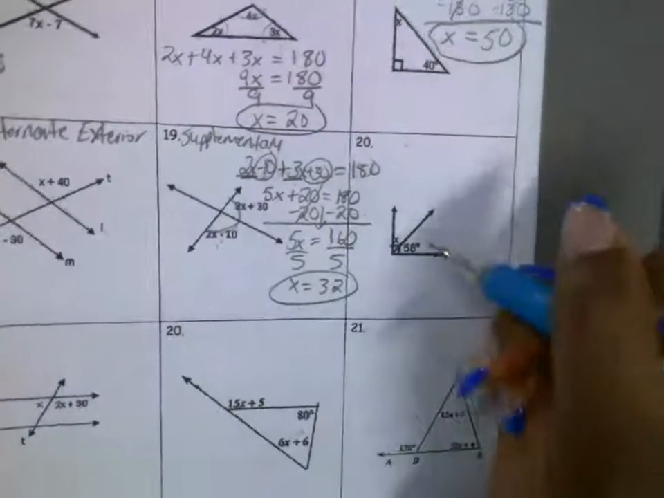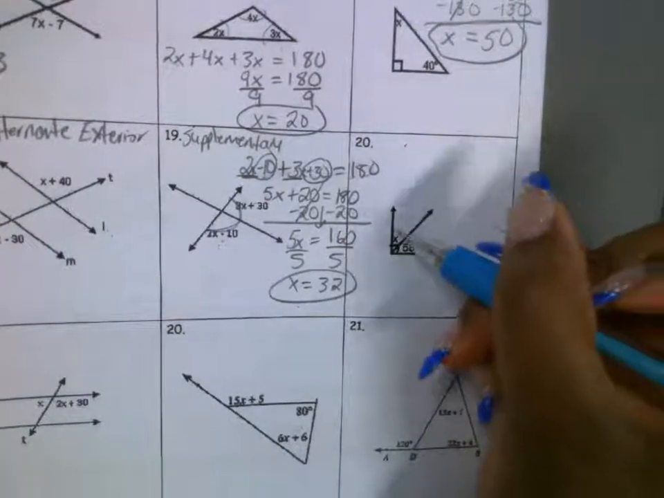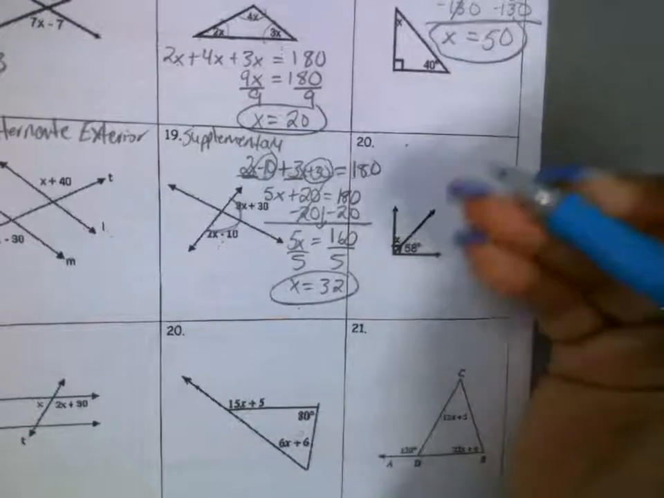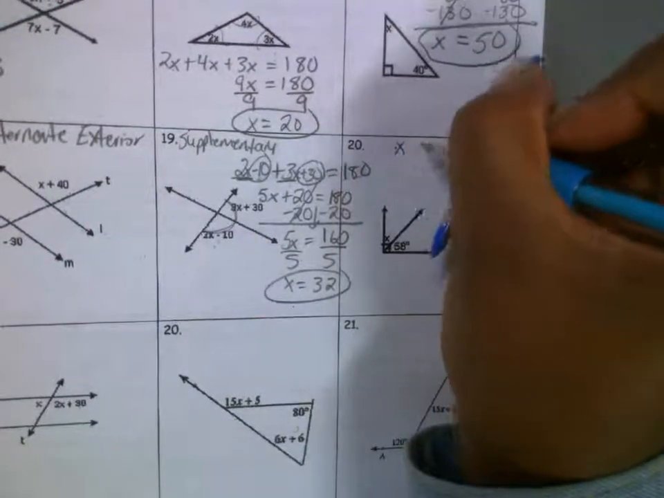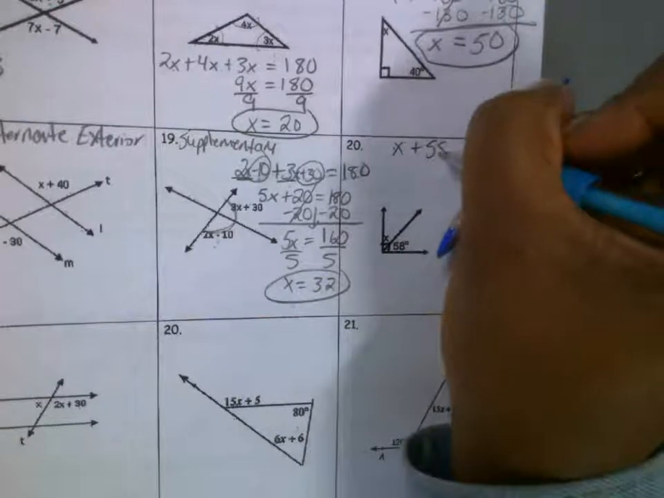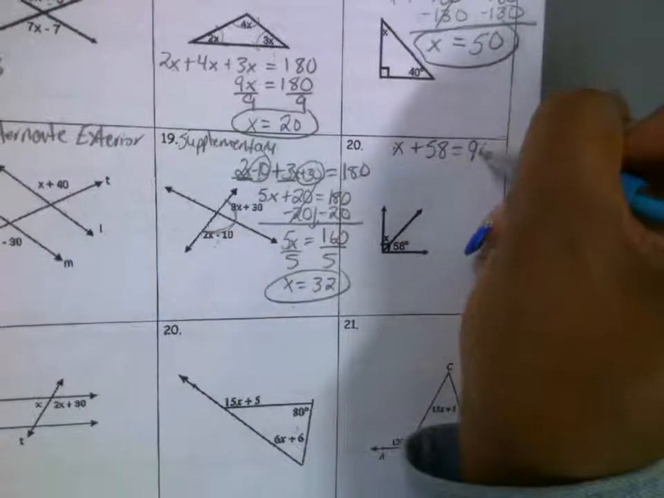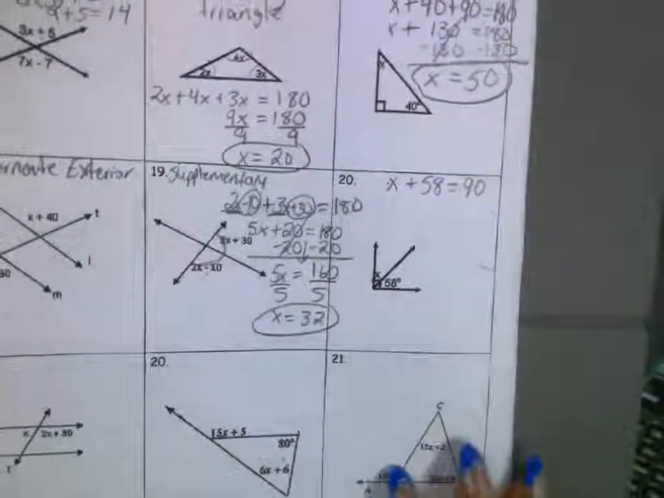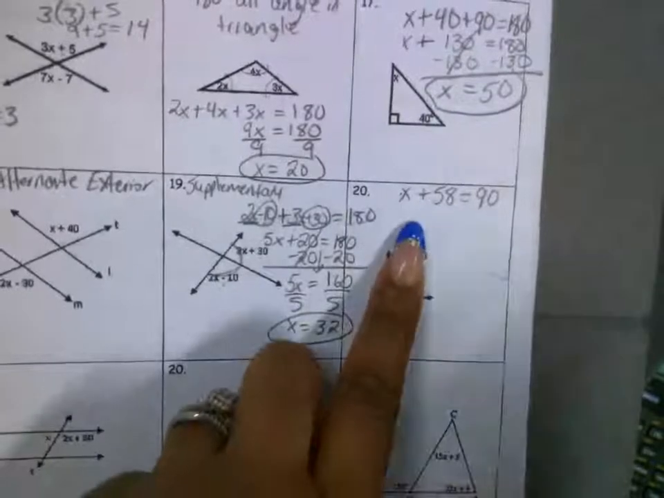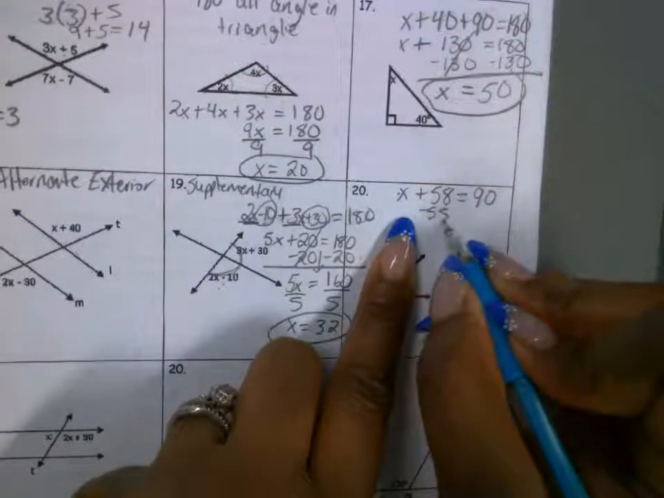All right, these two angles right here add up to be what? 90. So we got x plus 58 is equal to 90. Now how do we solve for x? Subtract 58 on both sides.